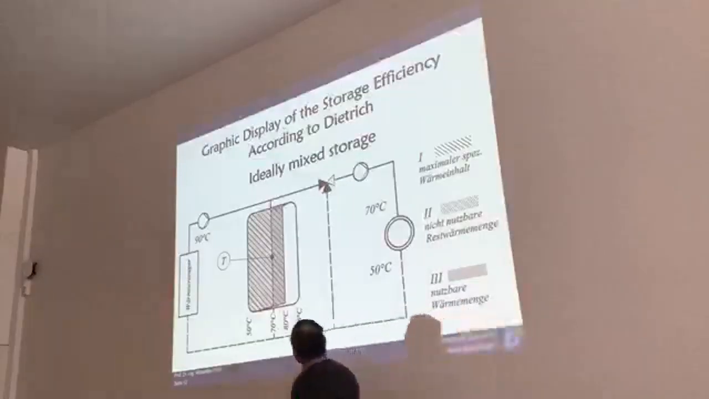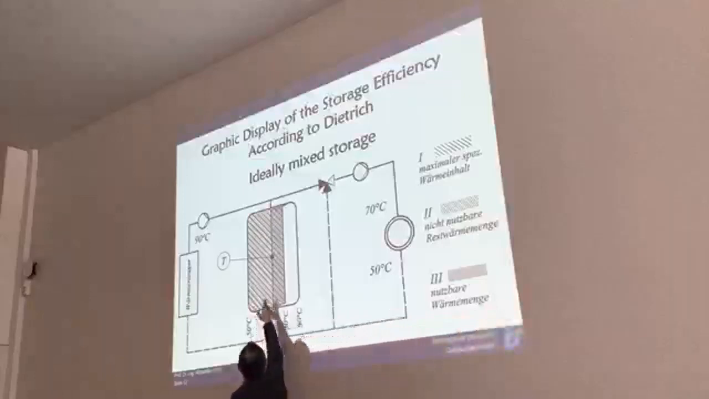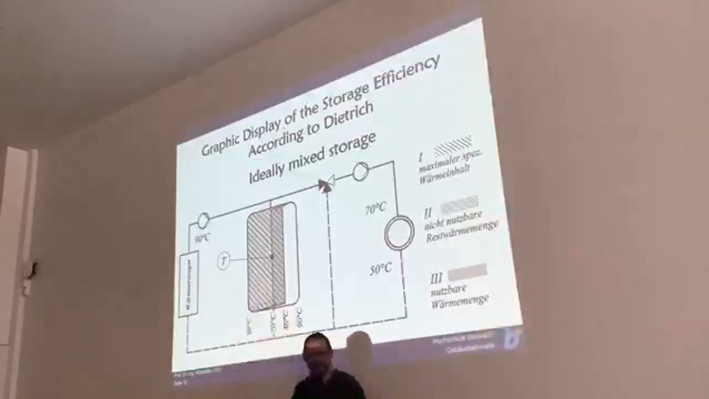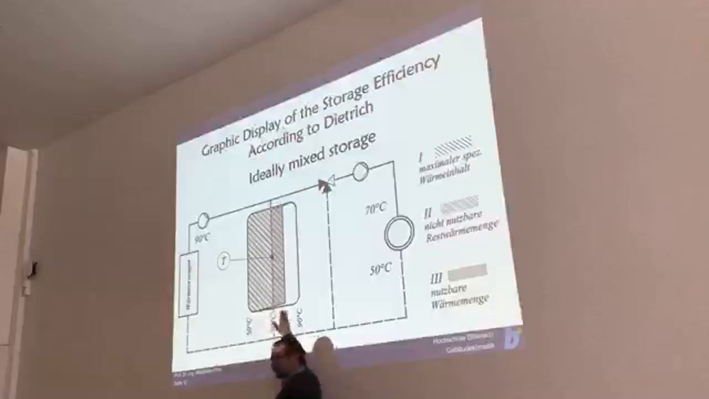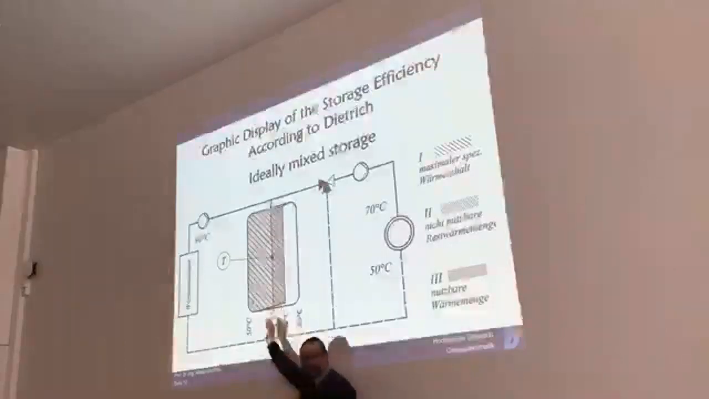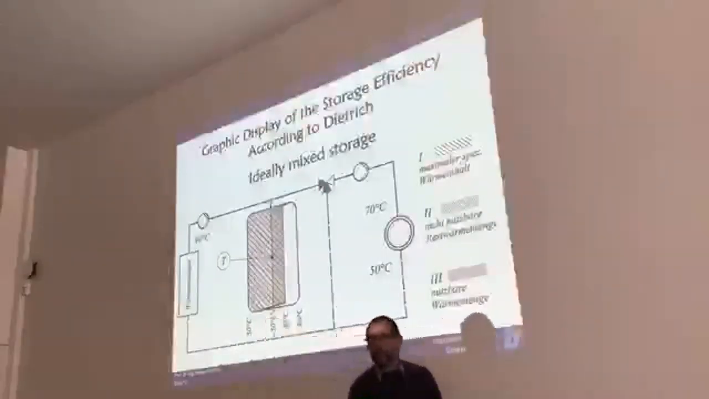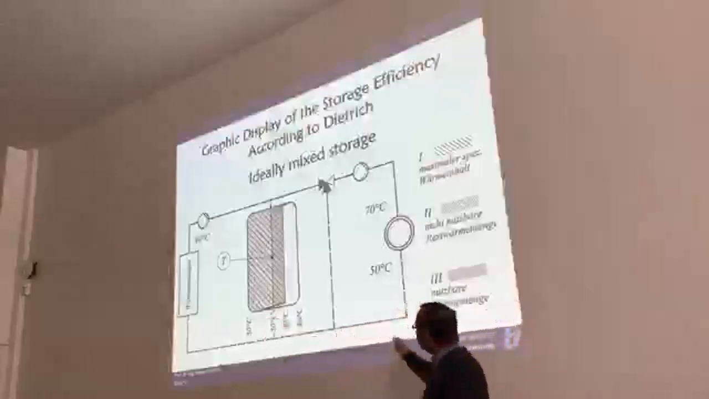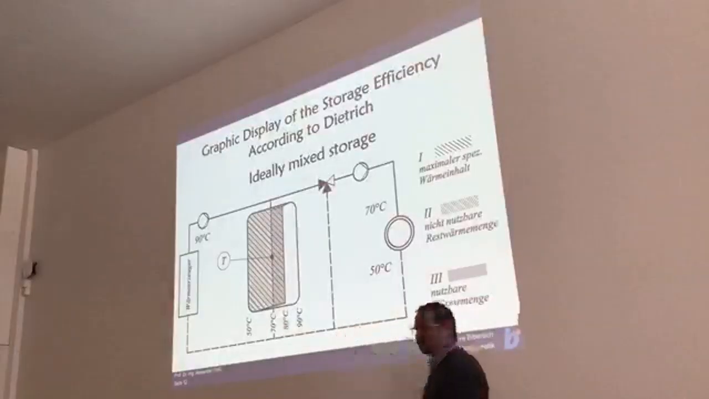So the storage tank was charged with 90 degrees water, everything was mixed, and the charging goes up to a temperature of 80 degrees. At 80 degrees, that was the set point of the sensor, the sensor switched off the generator. And now, the unloading or the discharging of the tank started.